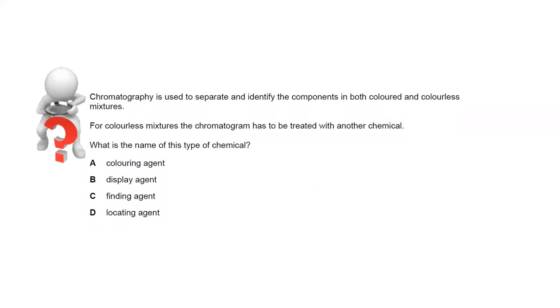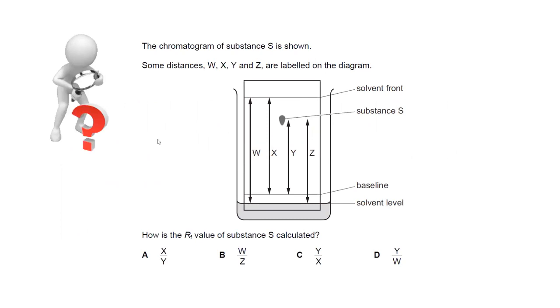What do we call it? Coloring agent, display agent, finding agent, locating agent. So the substance which makes the colorless substance visible, that we call a locating agent. So D is the right answer for this question. This is a specific terminology used for making it visible.